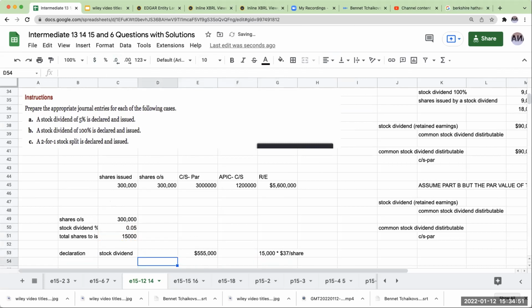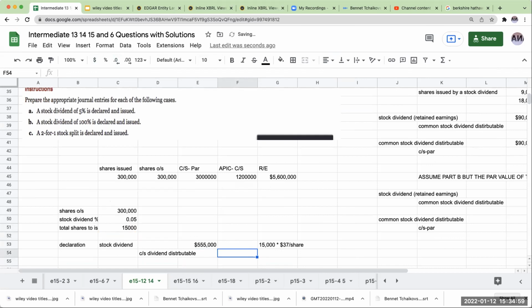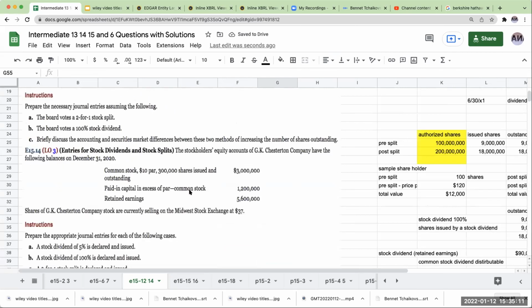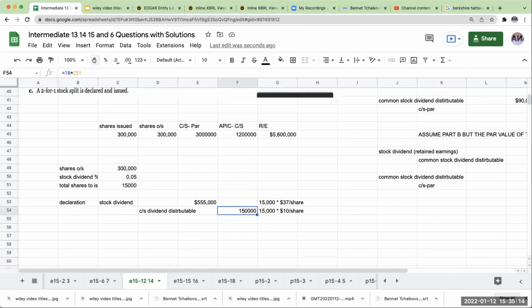Okay. I credit common stock dividend distributable. This is going to be my common stock par value times the total amount of shares to be issued. Okay, so my common stock par is at $10 per share. My next one over here is going to be additional paid-in capital common stock, 405,000, which is essentially going to be the difference between 555 and 150.